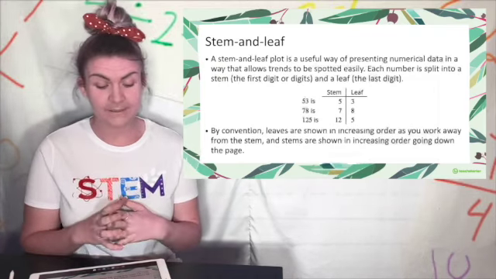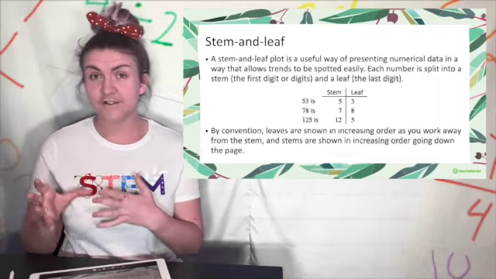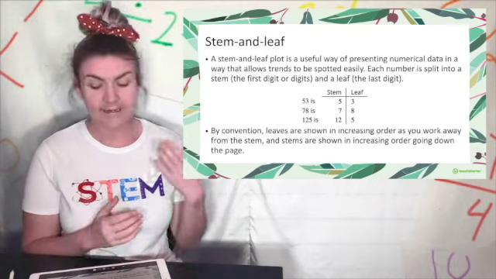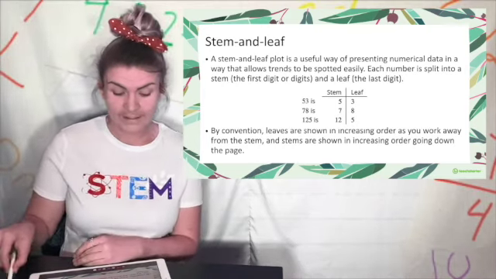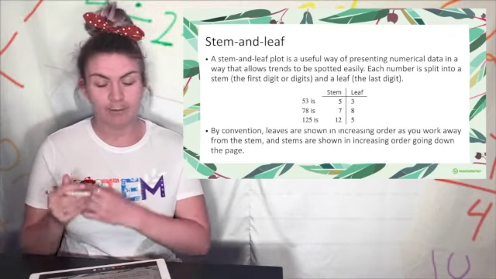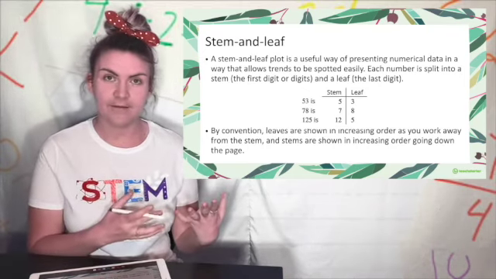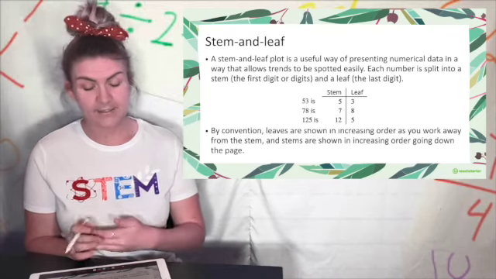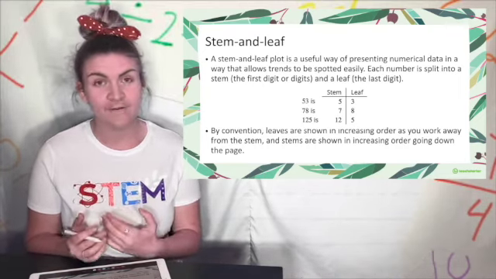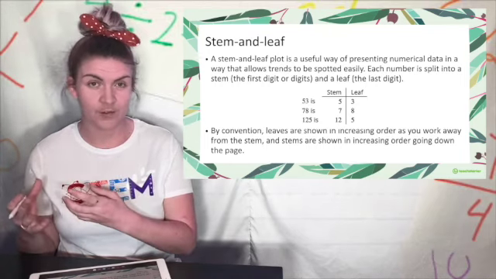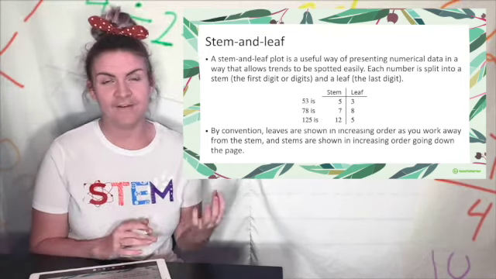Each number is split into a stem, which is the first digit or digits, and a leaf, which is always just the last digit by itself. We can see here 53, we would put the 5 in the stem and the 3 in the leaf. 78, 7 in the stem, 8 in the leaf. 125, we put the 1, 2, which is 120, in the stem and the 5 in the leaf.